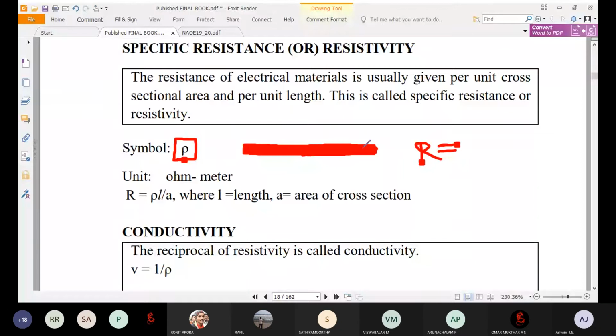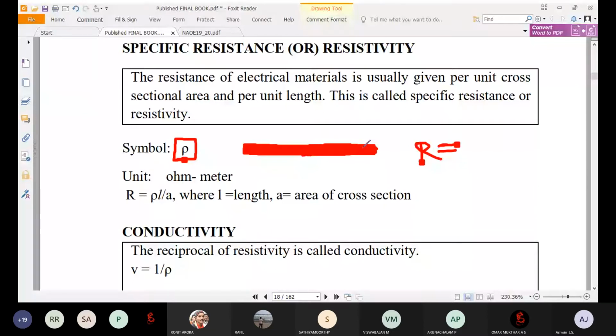If length is increased, the resistance will get increased. See, if you are calculating a small copper wire, it may have a resistance of 1 ohm. For example, if I take a 1 meter wire, it has a resistance of 1 ohm. If I take a 5 meter wire, it may have 5 ohm.